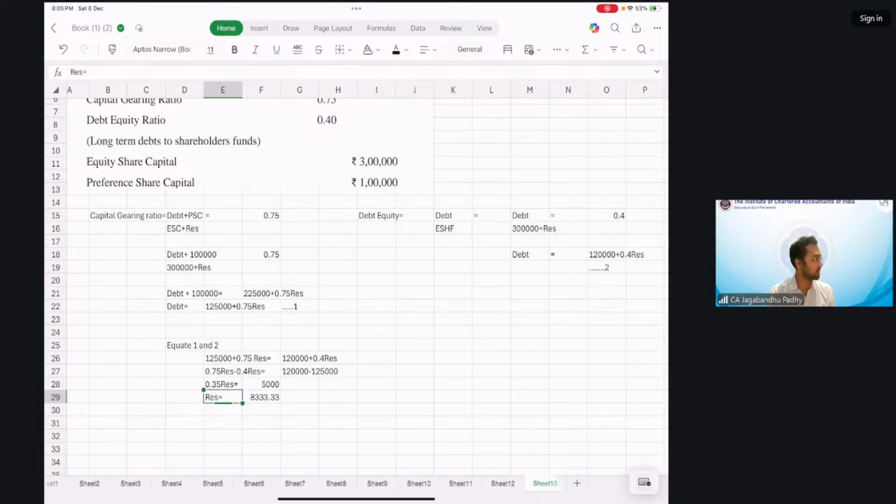0.35 reserves. There is some other mistake, I think. 1 second. 0.35 reserves. So 14285. 5,000 divided by 0.35. Wait. Some mistake.